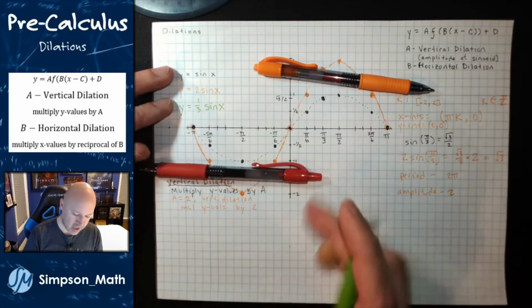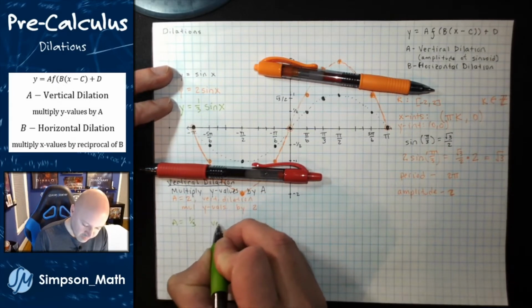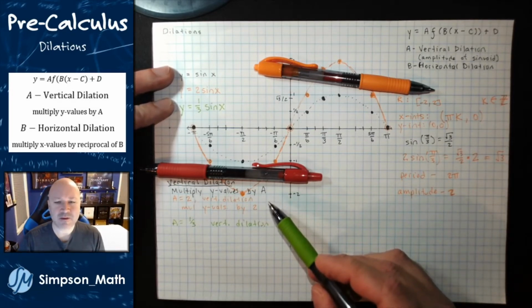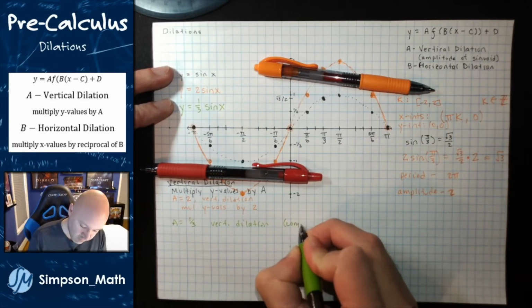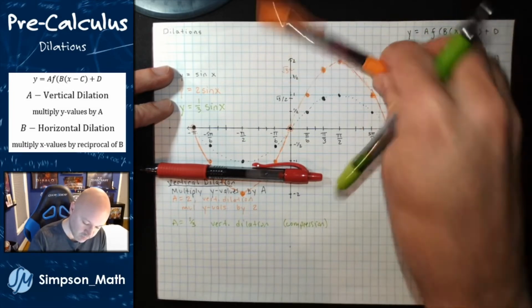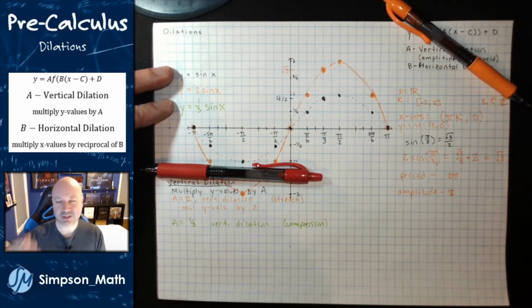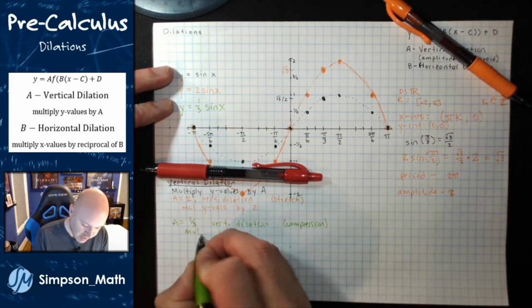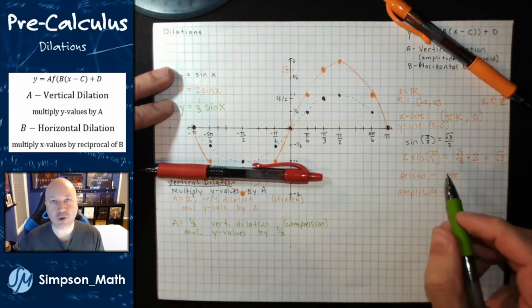Well, this is simply a vertical dilation. In green, my a value is 1/3. We could maybe clarify this more. In orange, that was a vertical stretch. In green, this is going to be a vertical compression. Both stretching and compressing are dilations. All right, so for a vertical dilation, we need to multiply the y values by 1/3. I think it's going to be quite simple.